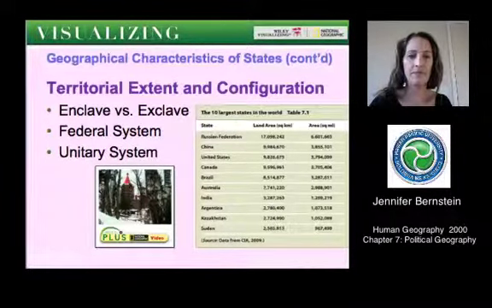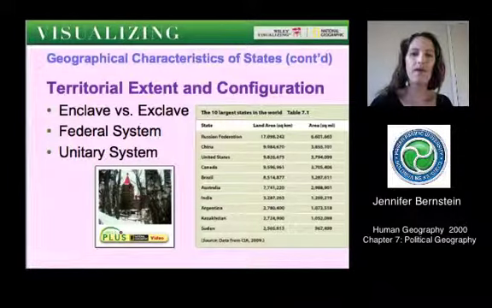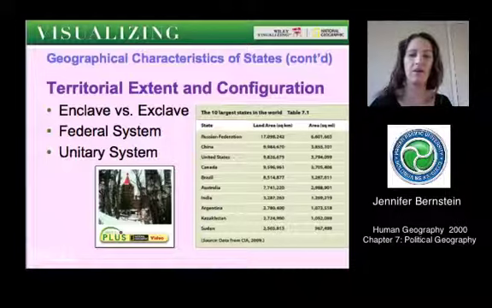Territorial extent and configuration. An enclave is a territory that's completely surrounded by another state but not controlled by it, whereas an exclave is a territory separate from the state to which it belongs. Vatican City is completely surrounded by Italy, and Lesotho is an enclave state in that it's completely surrounded by South Africa.